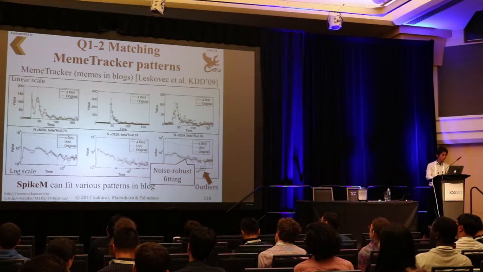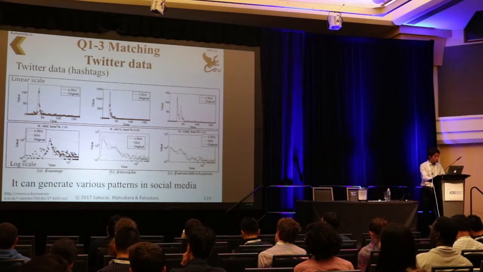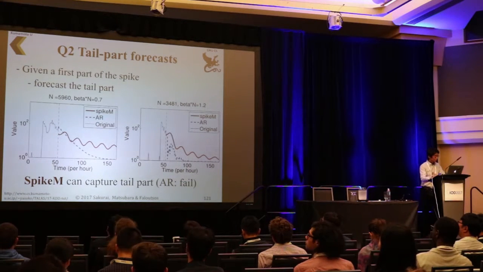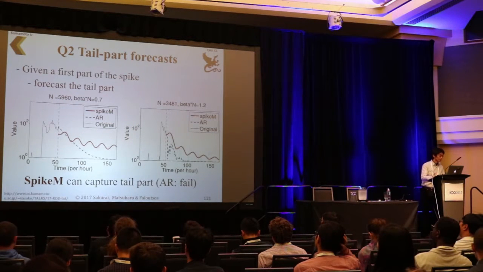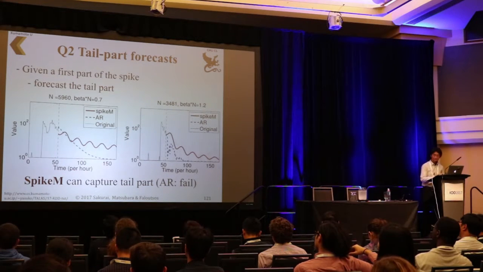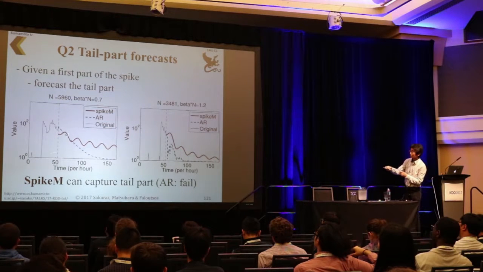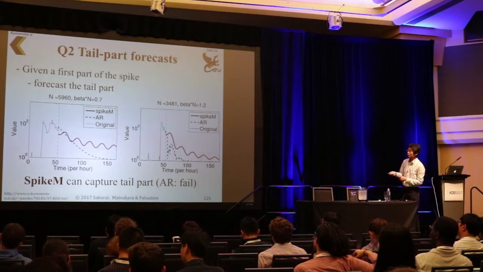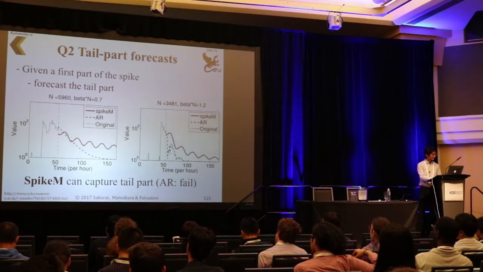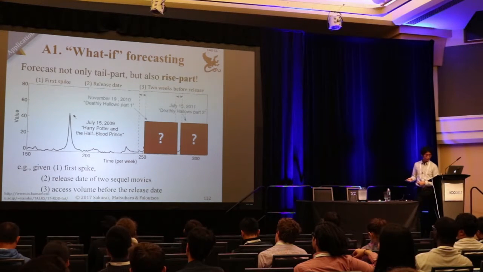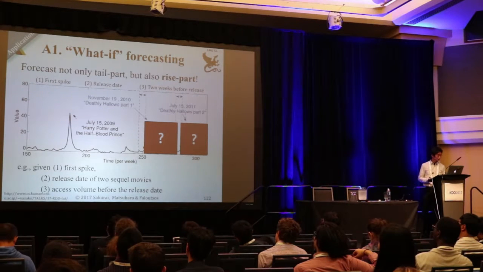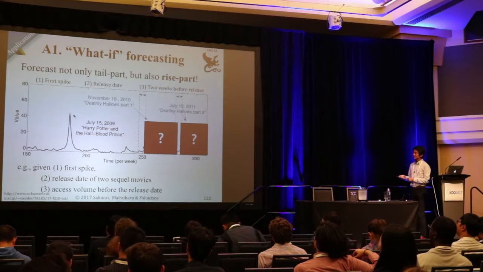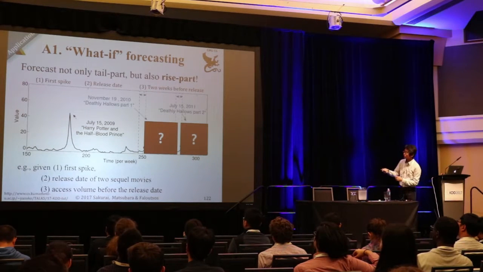We also show experimental results on MemeTracker, hashtag data, and Google Trends data. We can also do tail part forecasting. Given the first part of a spike, we can forecast the tail part. In this case, AR doesn't fit very well. AR does not work well for forecasting. We can also do rise forecasting, which is one application of this model. We can forecast not only the tail part, but also the rise part. For this, we need some information.